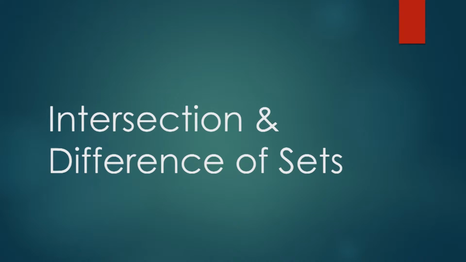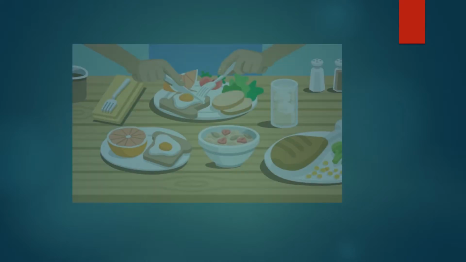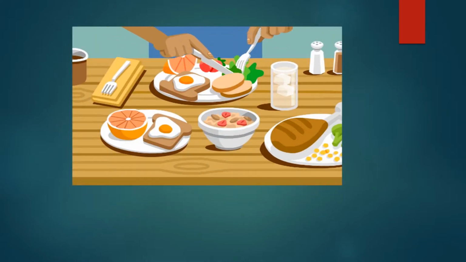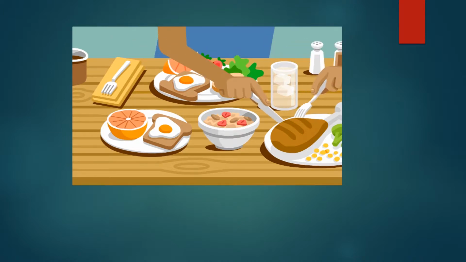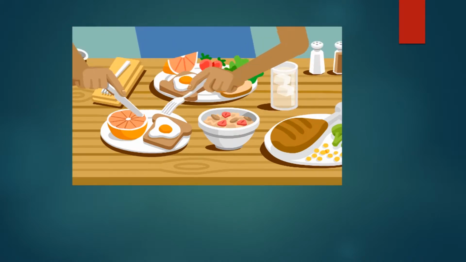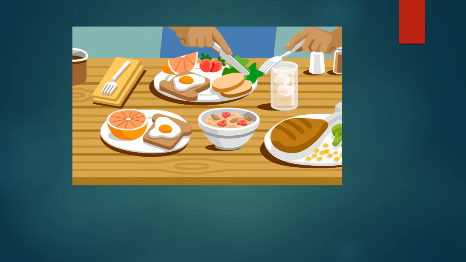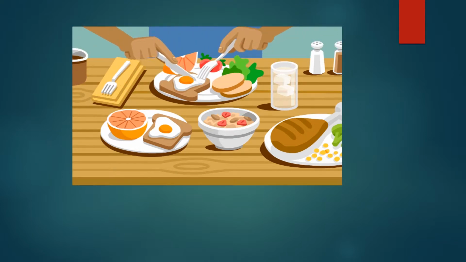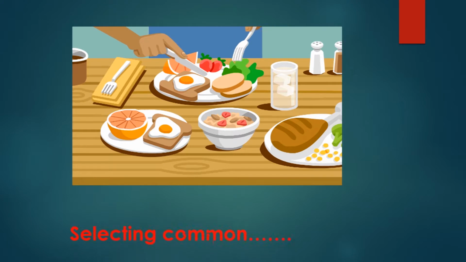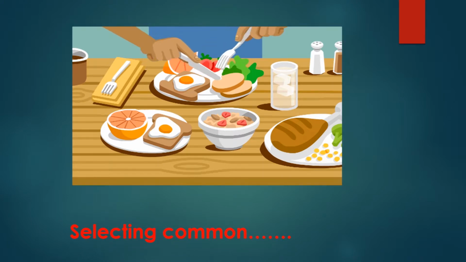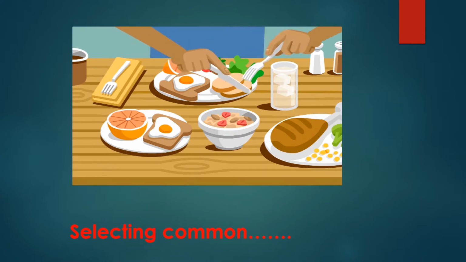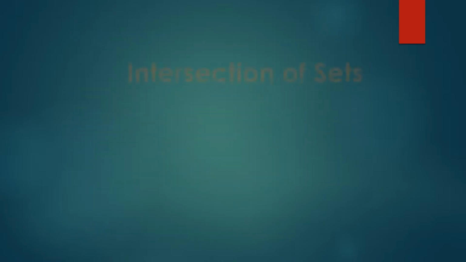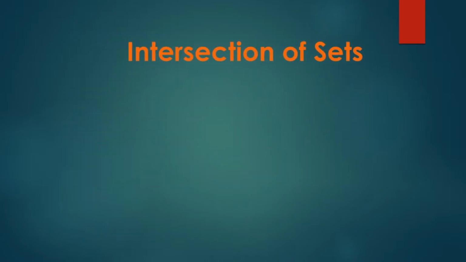Before we begin with the topic, look at the animation and observe what he is doing. Take your time. Watch it carefully. What do you observe? He is selecting common items. So, that is our today's topic, intersection of sets.